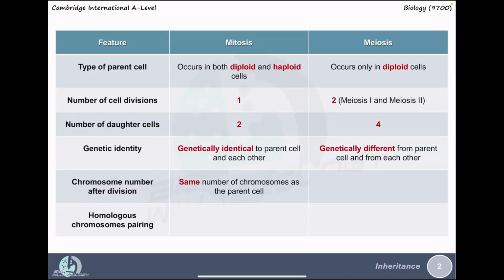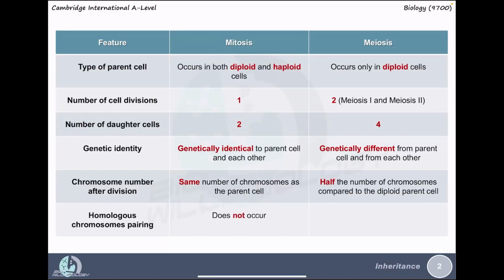At the end of mitosis, every single daughter cell has the same number of chromosomes as the parent cell. If the parent cell is a diploid cell, then the daughter cells are diploid. If the parental cell is a haploid cell, then the daughter cells are haploid. For meiosis, we can see that the number of chromosomes is half as compared to the diploid parental cell.